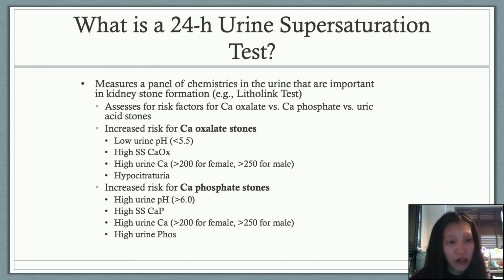And then hypocitraturia. If you have results that show the following, you'll have an increased risk for calcium phosphate stones. These would be high urine pH, greater than 6.0, high supersaturation for calcium phosphate, a high urine calcium again, or high urine phosphorus.